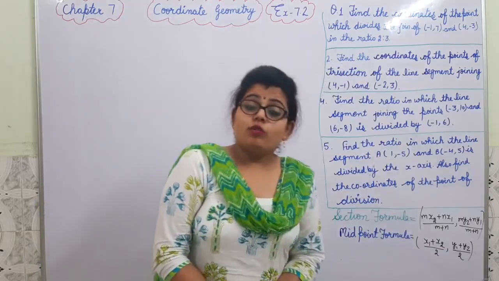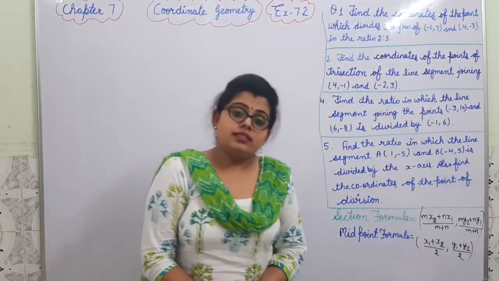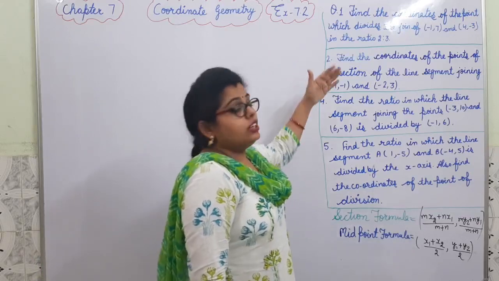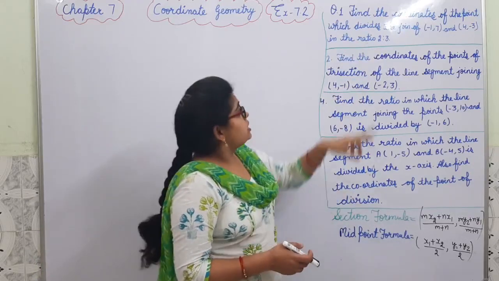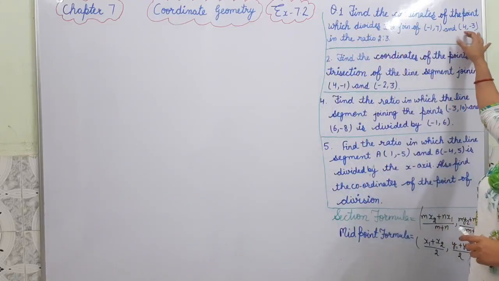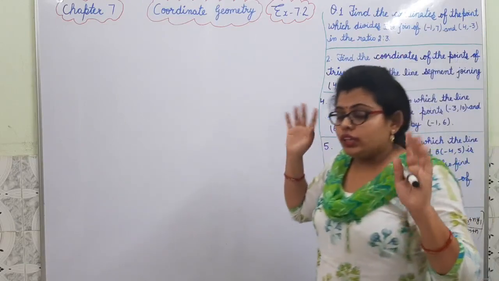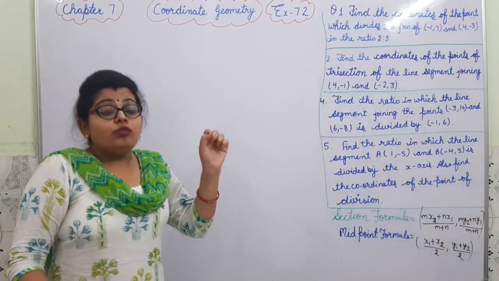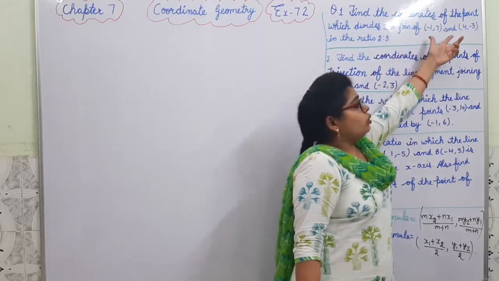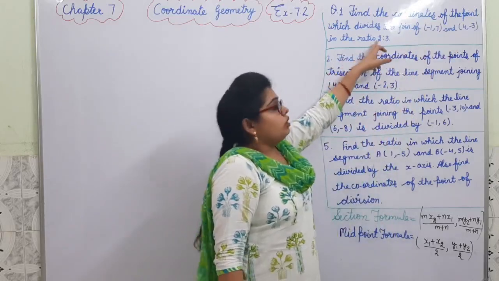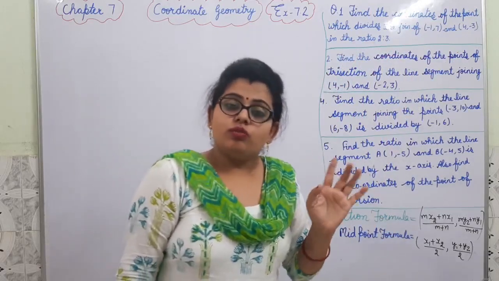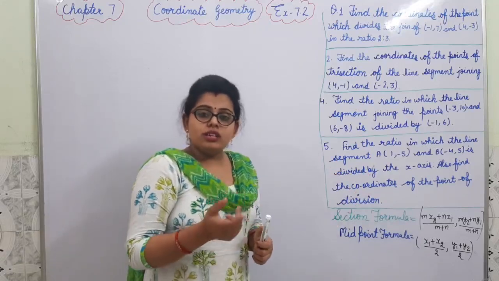Now dear students, we will start our exercise using the section formula. Now come to its first question. What is given in its first question? Find the coordinates of the point which divides the join of (-1, 7) and (4, -3) in the ratio 2:3. Dear students, here we have to find the coordinates of the point which divides the line joining these two points in the ratio 2:3. If the ratio is given, then we will use the section formula. Let's see how we will solve this question.